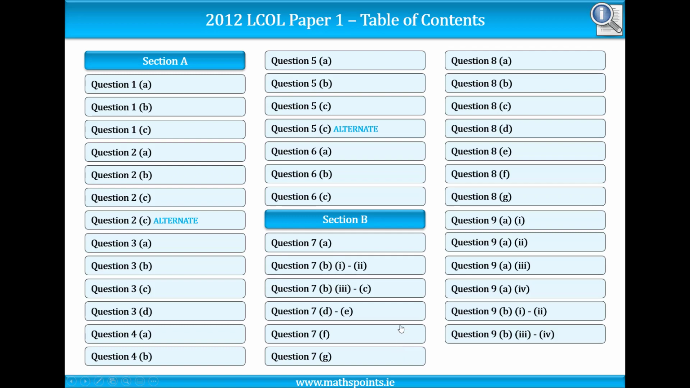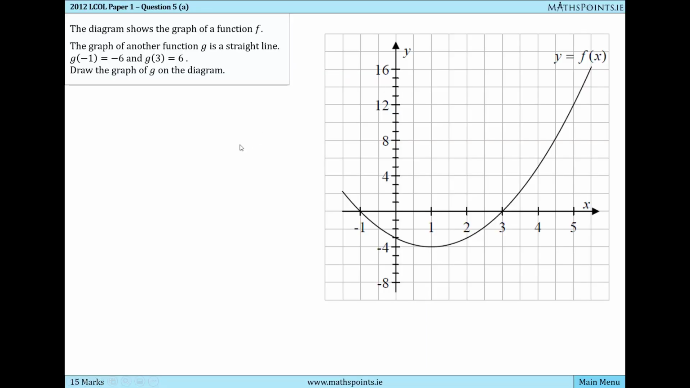So let's take a look at this functions and graphs question from the Leaving Cert Ordinary Level 2012 paper 1. It's question 5 and it's a question about the graphs of quadratic functions and linear functions. We're given the graph of function f, which looks to be a quadratic function, and then we're told that the graph of another function g is a straight line.